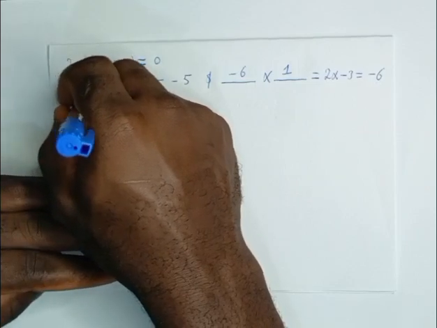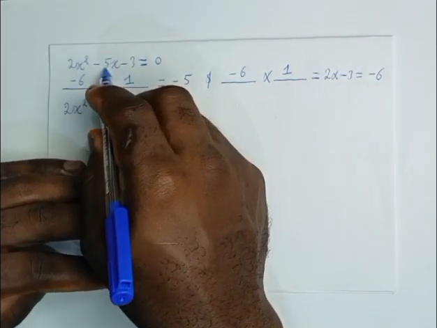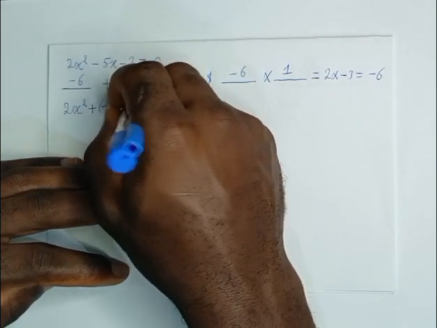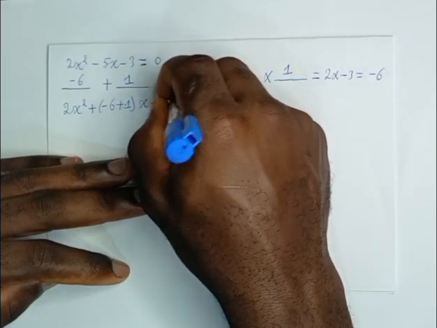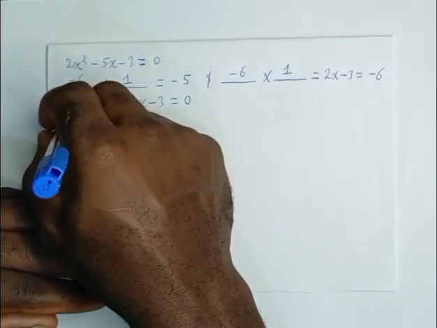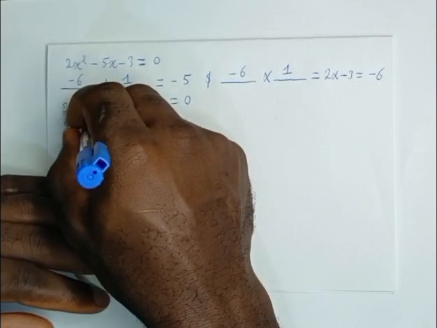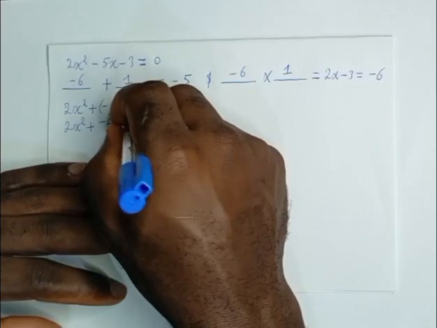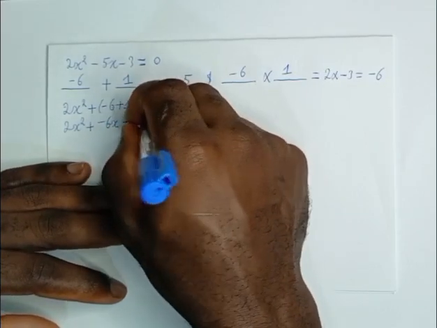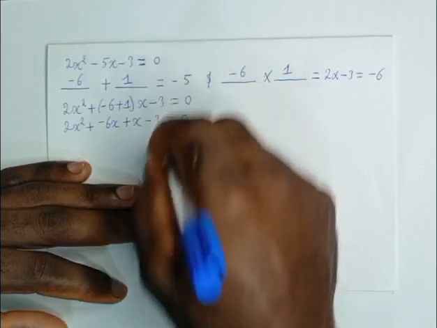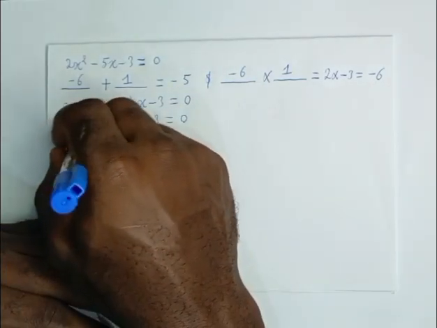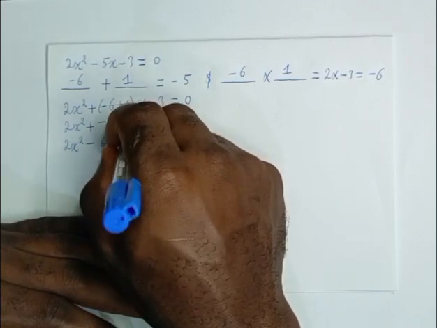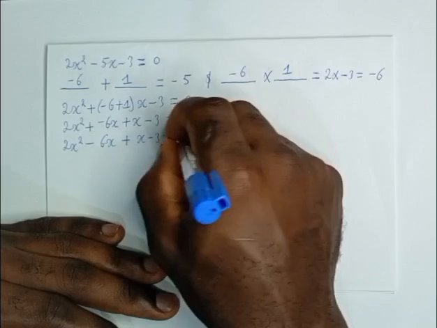Taking down the quadratic equation, we have 2x squared. We are going to replace negative 5 with negative 6 plus 1, times x, minus 3 is equal to 0. Next, we are going to expand the bracket. This will give us 2x squared plus negative 6 times x gives us negative 6x, plus 1 times x gives x, minus 3 is equal to 0. This will give us 2x squared, positive negative, negative stays, minus 6x plus x minus 3 is equal to 0.